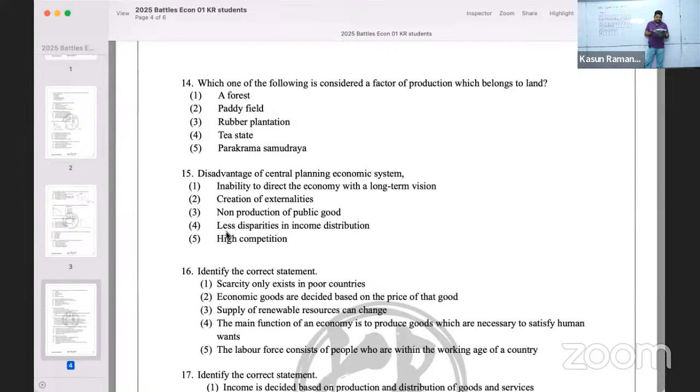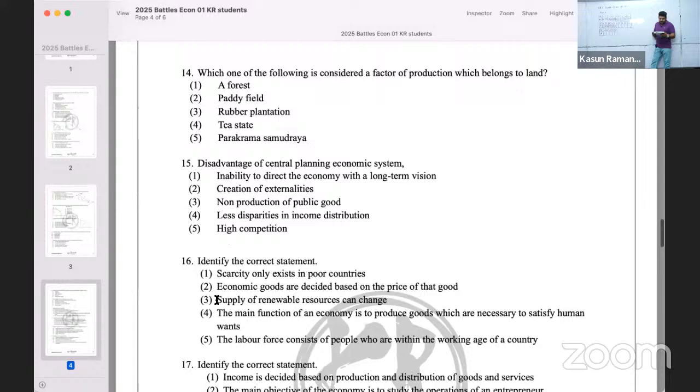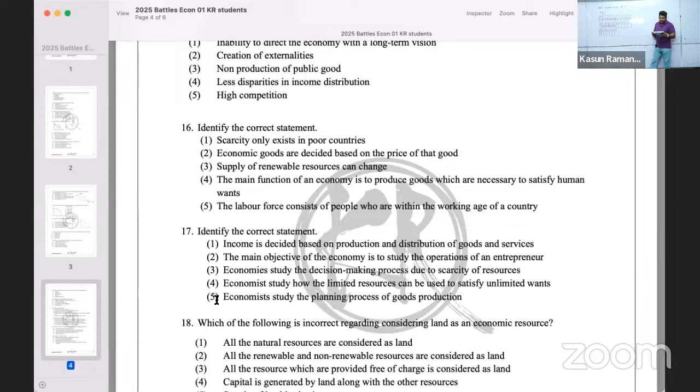Then the fourth one, sorry, for the 15th question the answer has to be the fourth. And high competition is also wrong, it cannot be seen. So the fourth one has to be the answer for the 15th question. Question number 16 now. Identify the correct statement. Right, we'll see.